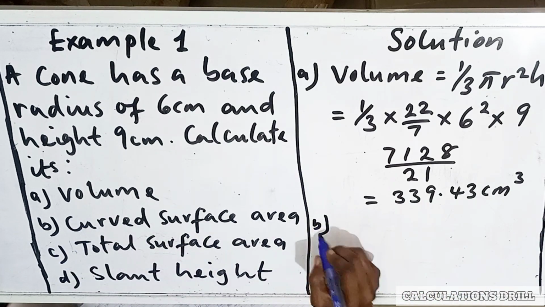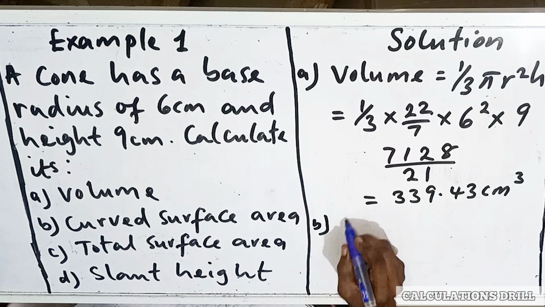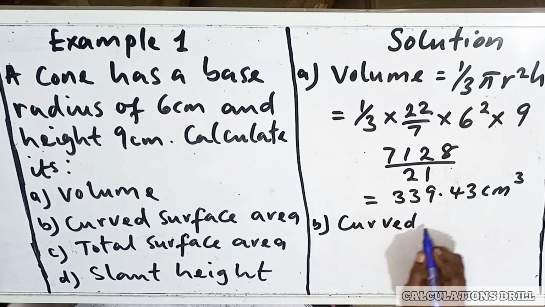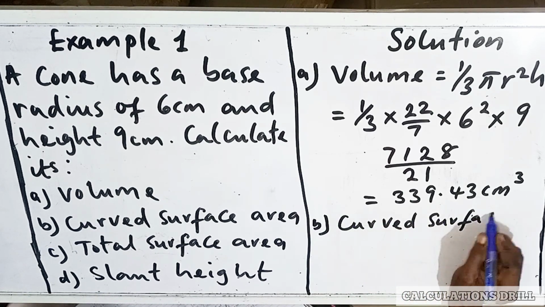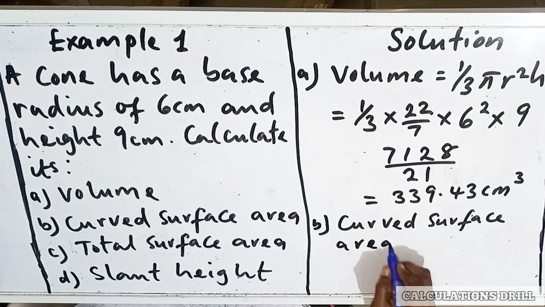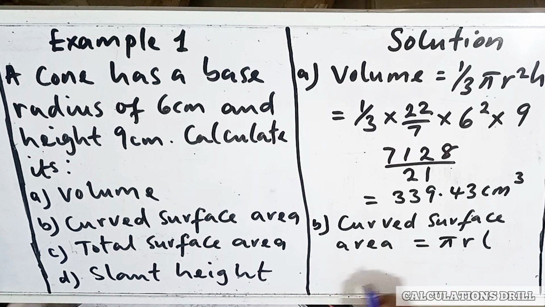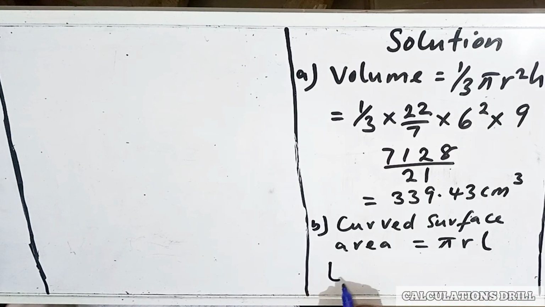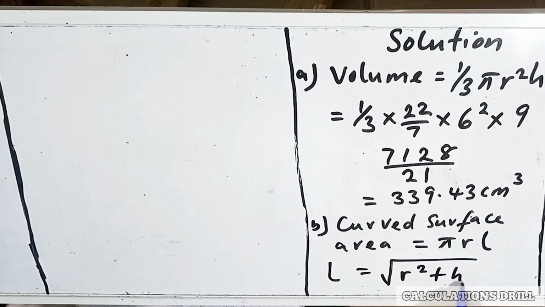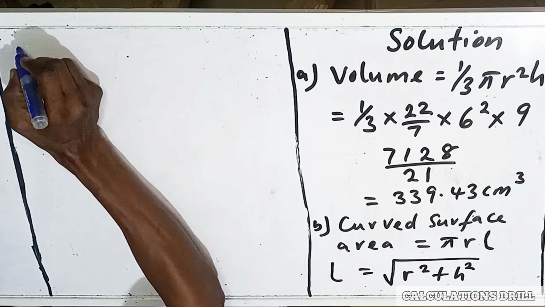Then curved surface area is the next thing we are solving for. And don't forget, the formula for curved surface area is equal to pi RL. L stands for the slant edge. That is the slant edge of the cone. So, we are going to first of all find our L. Remember, the formula for L is the square root of R square plus H square.